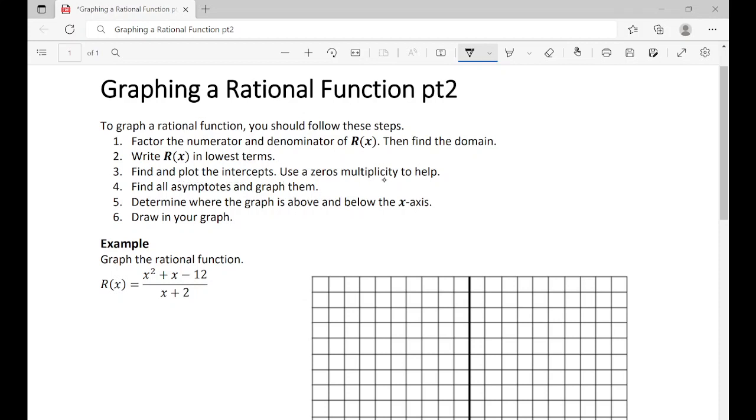Use those zeros' multiplicities to help you. Fourth, find all the asymptotes and graph them, vertical and horizontal or slant. Then determine where the graph is above and below the x-axis. Sometimes you need to pay attention to that, sometimes you don't, but we'll see here. And then finally, draw your graph.